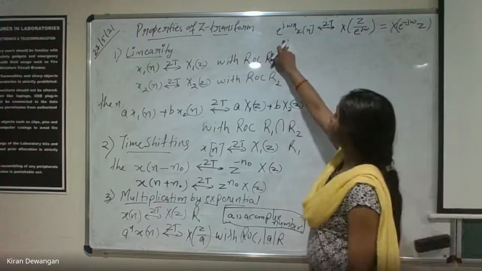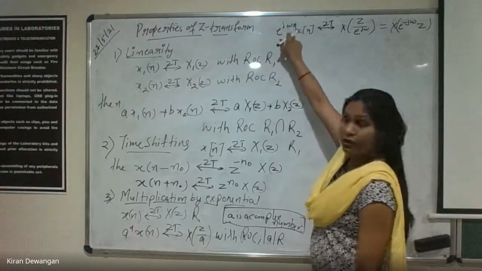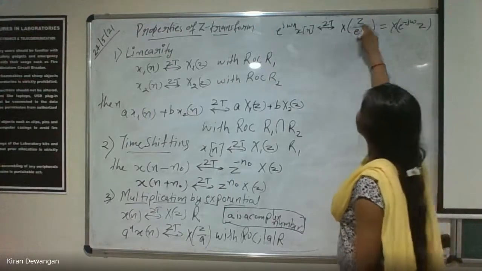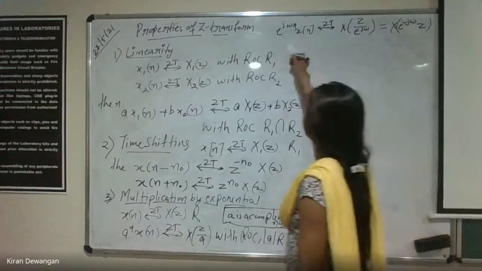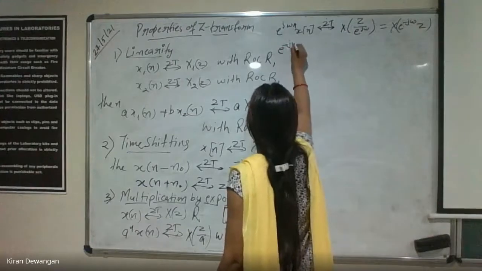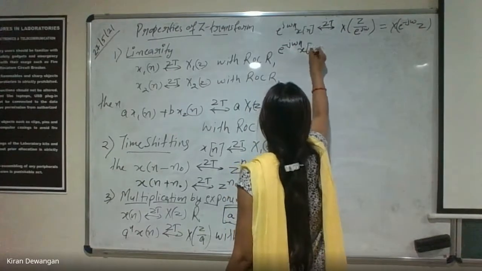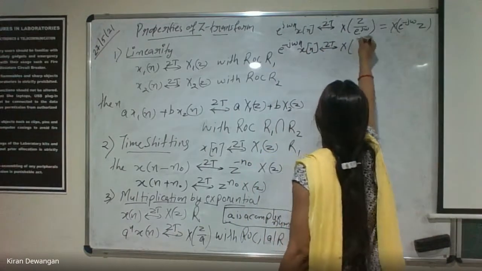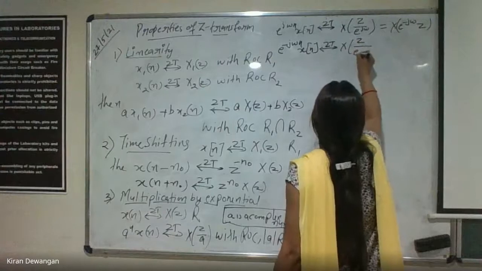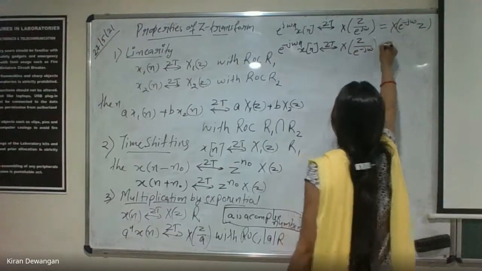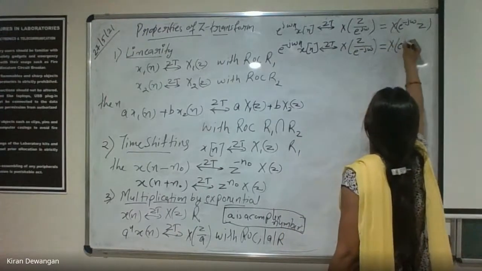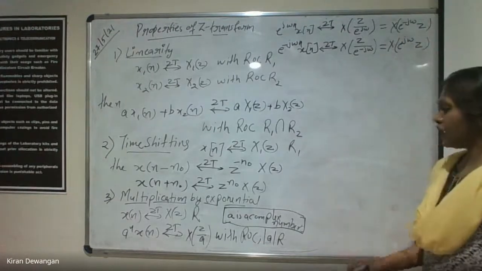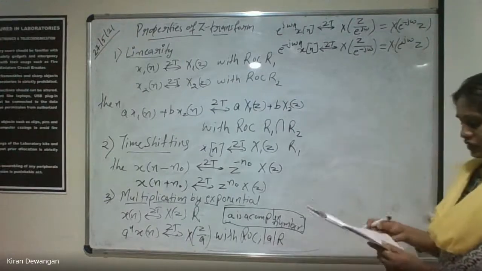If I am multiplying e to the power j omega n to x of n, then the z transform will be x of z by e to the power j omega. Similarly, if I am multiplying e to the power minus j omega n to x of n, the z transform would be x of z by e to the power minus j omega, and this becomes x of e to the power j omega z. So that is the conclusion out of the third property.